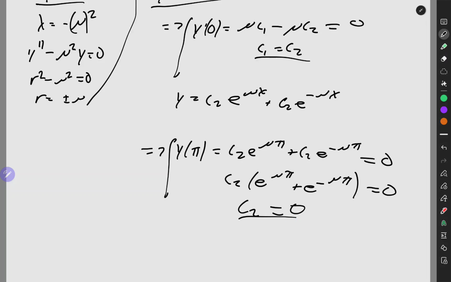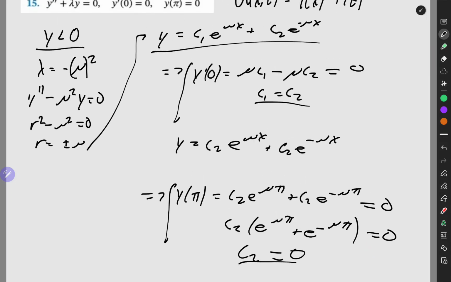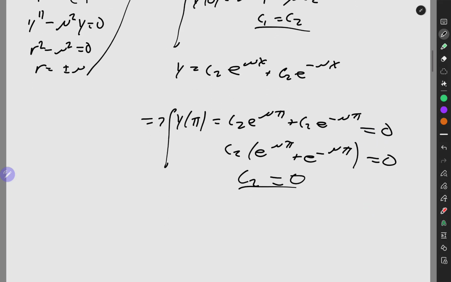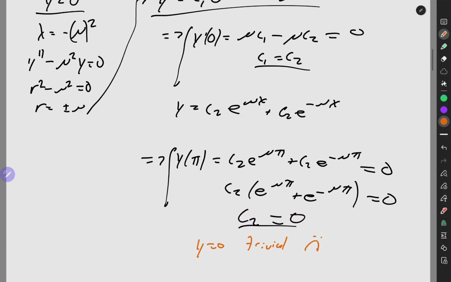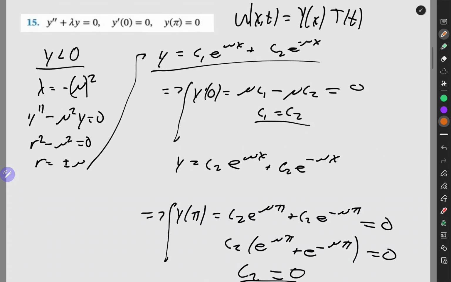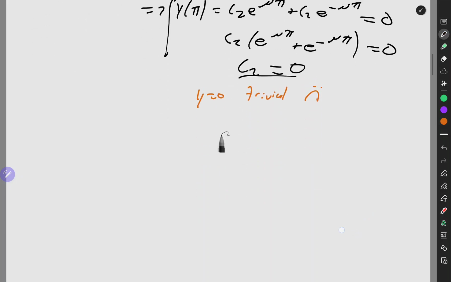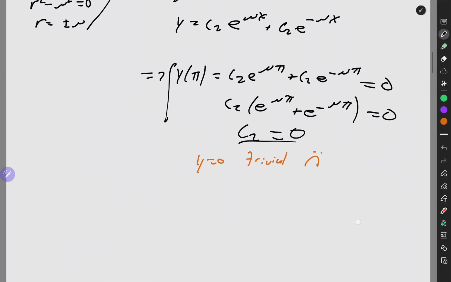Okay, so because of that, y is equal to 0, right? So c2 is 0. What was I just doing? Okay, so yeah, if c2 is 0, y is 0. So that's trivial. We don't want that, right? We want to find a non-trivial solution where y does not equal 0, because y is our eigenfunction. We don't want a 0 eigenfunction.